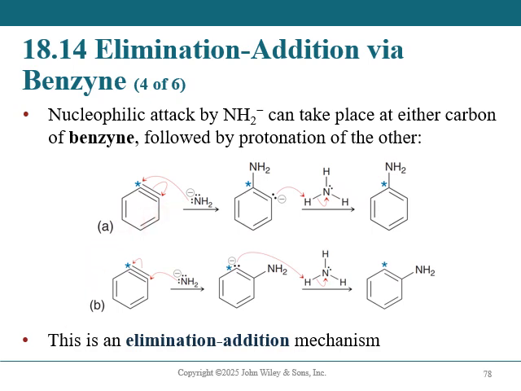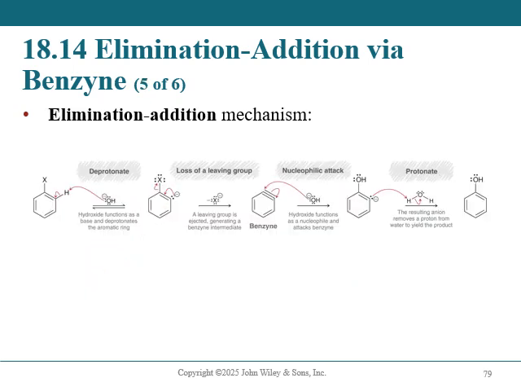This is an elimination addition mechanism. Let's take a look at it. Elimination addition mechanism, you have a deprotonation step, you have the formation of your carbanion, you lose your leaving group, and then you get the benzyne intermediate, then you get your nucleophilic attack, followed by your protonation, and you get your final product. So the mechanism itself here and the postulated benzyne are a little bit more complex than you would expect to see from a carbocation instead. That's what makes this a little bit different. That's why we actually separate both reactions when we're studying them.